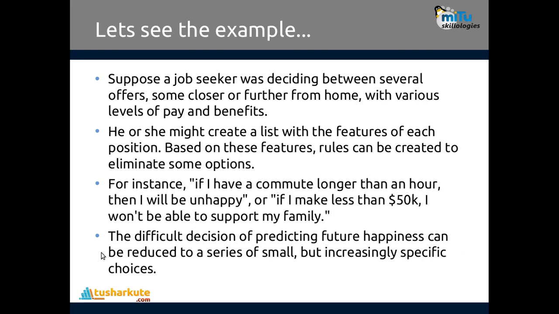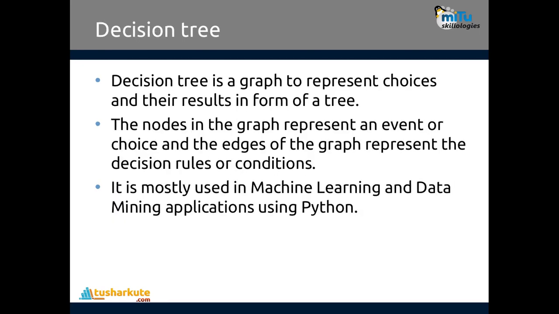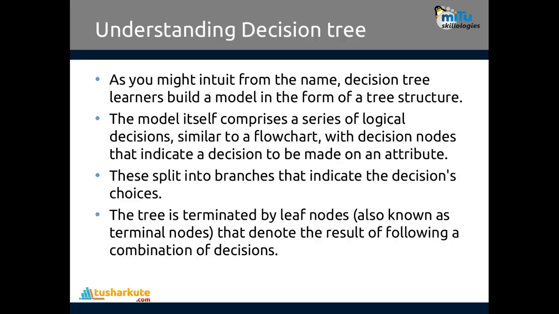So it's a difficult decision. Predicting future happiness can be reduced to a series of small but increasingly specific choices. So we have multiple choices, and based on that you are going to decide the priorities of these choices and identify which jobs to choose. This is one example of a tree based application, and that's the core concept behind the decision tree. A decision tree is a graph to represent choices and their results in the form of a tree. The nodes in the graph represent an event or choice, and the edges of the graph represent the decision rules or conditions. It is one of the most used machine learning algorithms and data mining applications also.